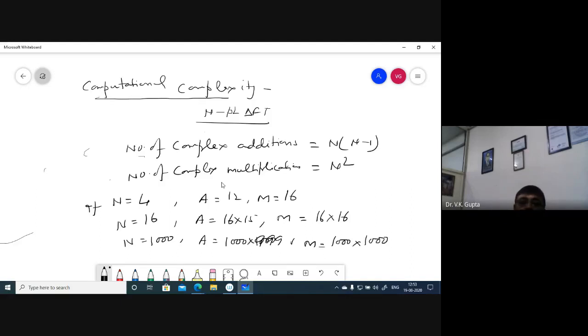This is a very huge number. So we have to take some other methods to calculate these higher-point DFTs. For that we have FFTs, fast Fourier transform, that we will take further. These are all about the discrete Fourier transform and inverse discrete Fourier transform for today's lecture.